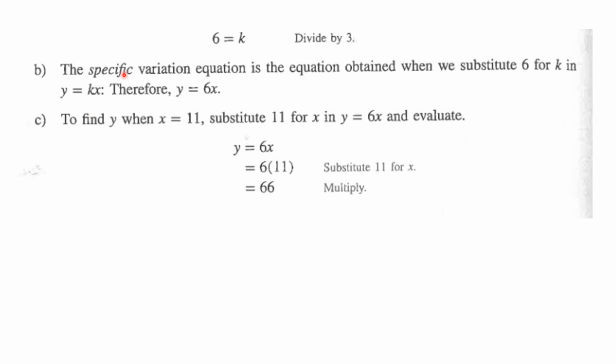That means that the specific variation equation is the equation obtained when we substitute 6 for k in y equals kx. Therefore, the specific variation equation is y is equal to 6x. Now for part C, we know y is equal to 6x, so to find y when x is 11, we substitute 11 in for x into the equation y equals 6x and evaluate. So y equals 6x. When we substitute 11 for x, we get y is equal to 66.